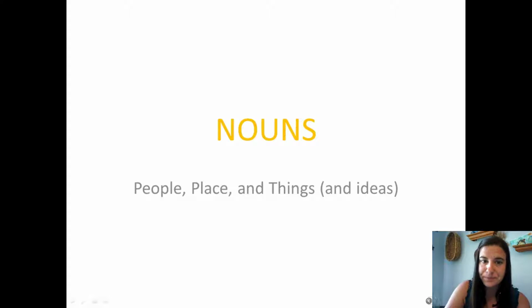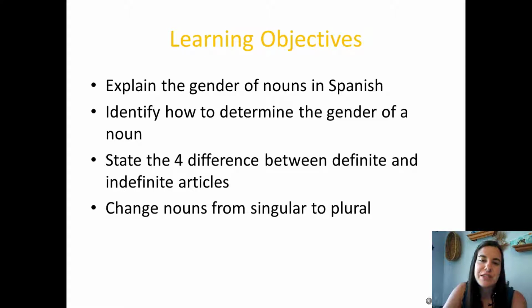Here we go. The learning objectives for this lesson are that you will be able to explain the gender of nouns in Spanish, identify how to determine the gender of a noun in Spanish, and no, it's not anything dirty. State the difference between definite and indefinite articles, and change nouns from singular to plural.